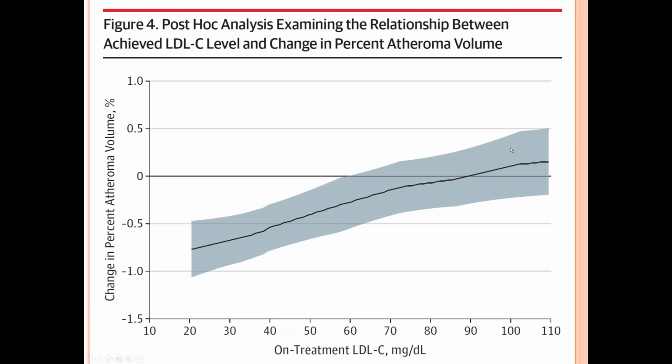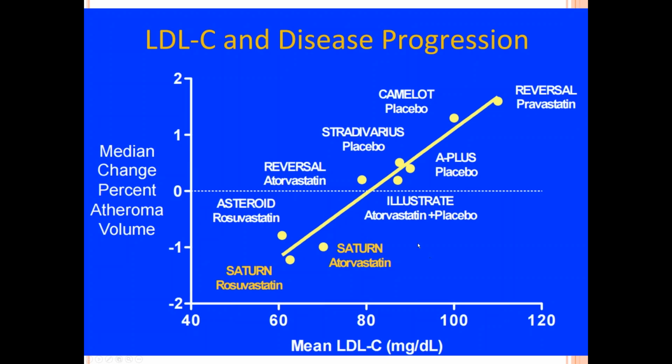And post-hoc analysis of the data showed the relationship between LDL levels and percent atheroma volume. As the LDL levels decrease, there's a change in atheroma volume starting around 90, and as you keep going down all the way to 20, you'll see a decrease in the atheroma volume. And this data goes along with previous data from prior studies. So the Saturn trial, which looked at atorvastatin or rosuvastatin, which we spoke about, the Illustrate trial, as well as the Asteroid trial, showing that change in atheroma volume is associated with lower LDLs.